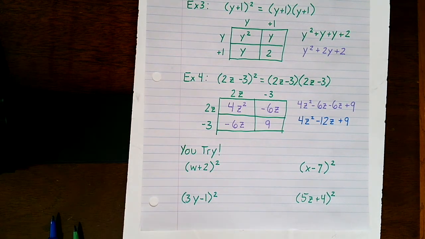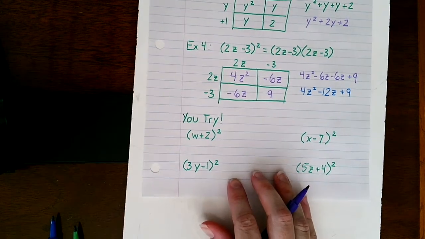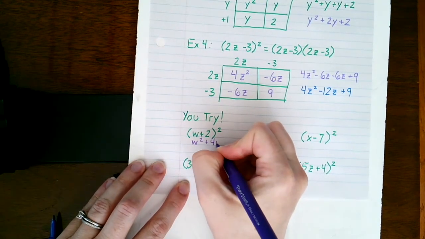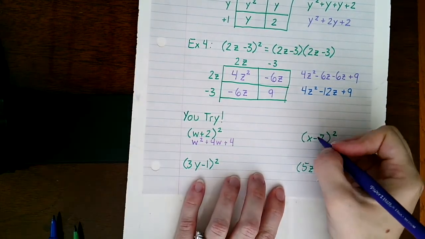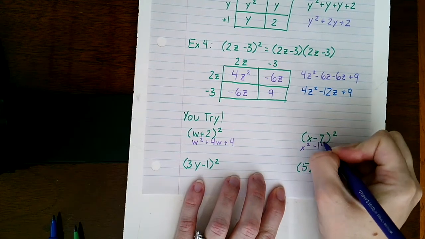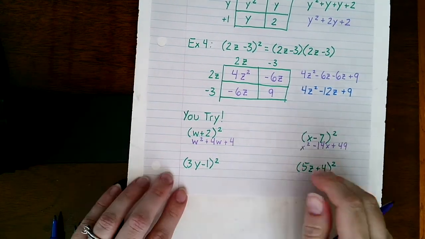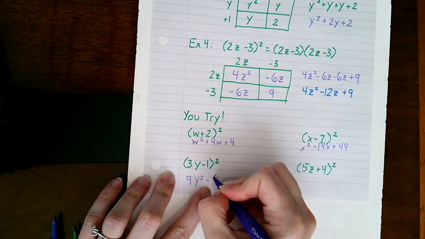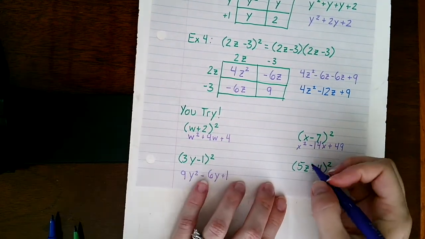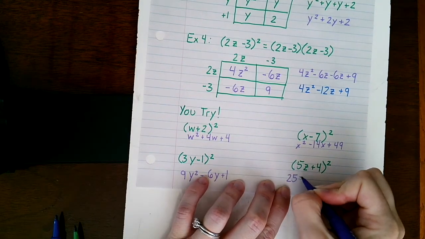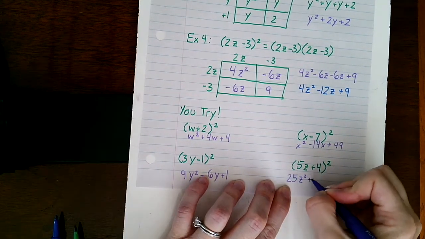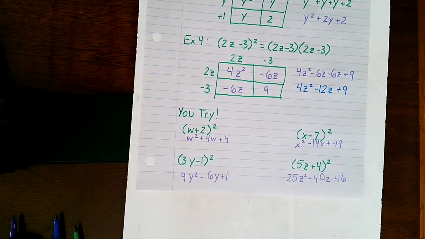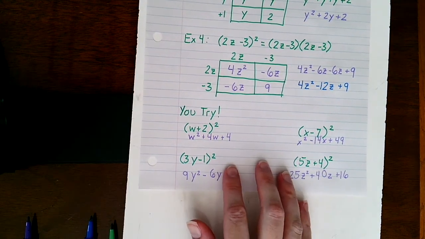Okay, here are the answers to our U-try problems. So you should have already tried these on your own. So this one, we should get w squared plus 4w plus 4. This one should be x squared minus 14x plus 49. This one, 9y squared minus 6y plus 1. And our last one, 25z squared plus 40z plus 16.